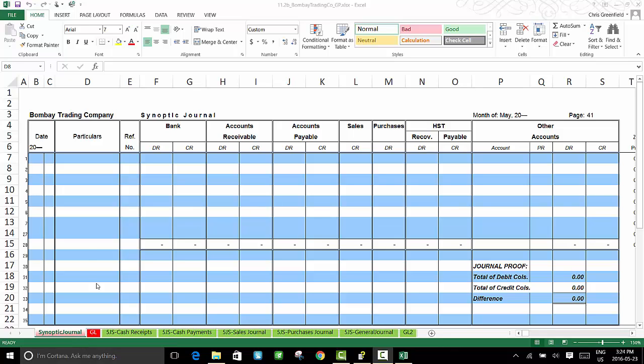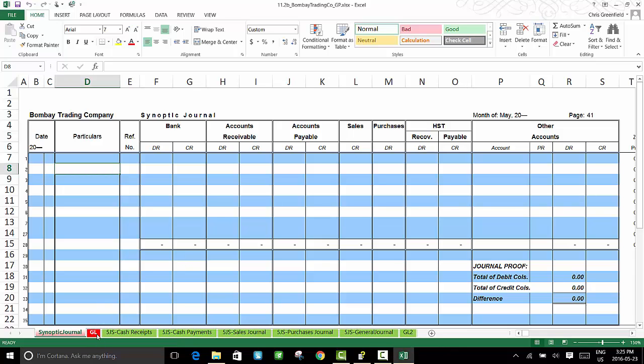With the Synoptic Journal, we have all the most commonly used accounts listed across the top on one document. So you'll see here that we have our space for bank, debit and credit, accounts receivable and payable, debit and credit, sales, purchases. Then we have both HST accounts. And then over here on the right, we have space for other accounts that may come up from time to time.